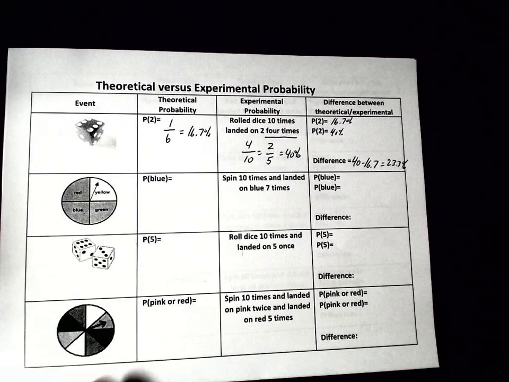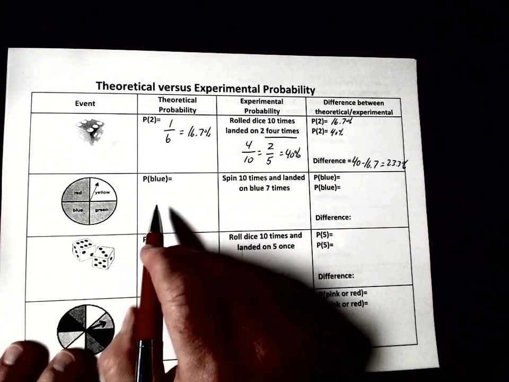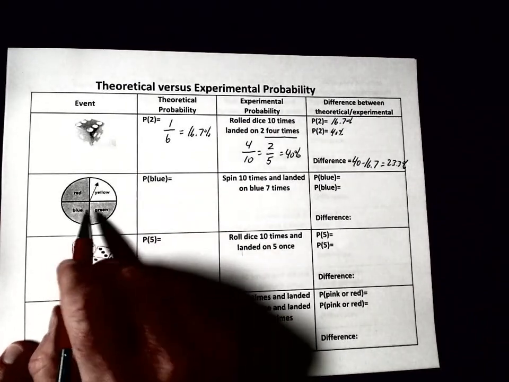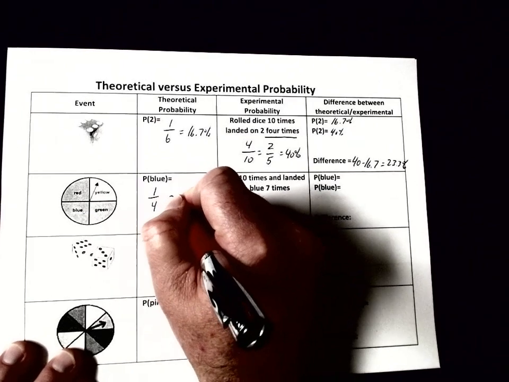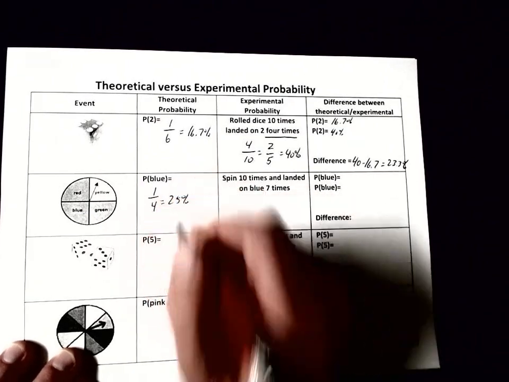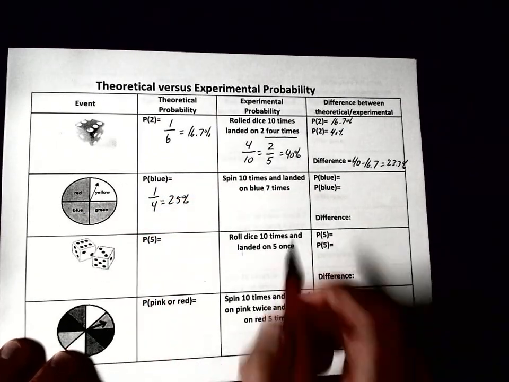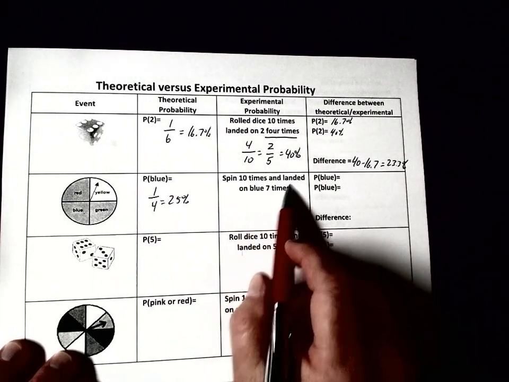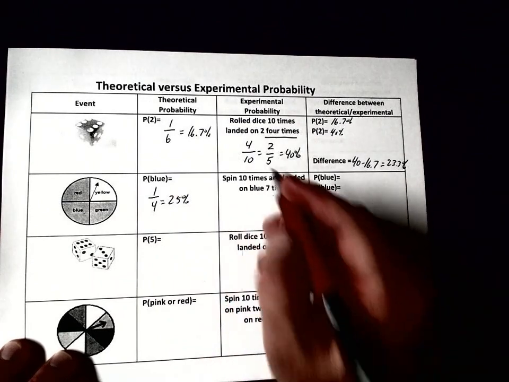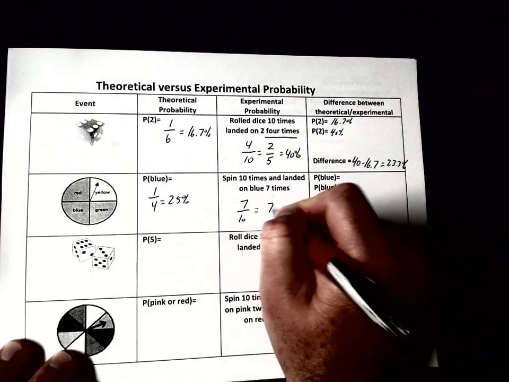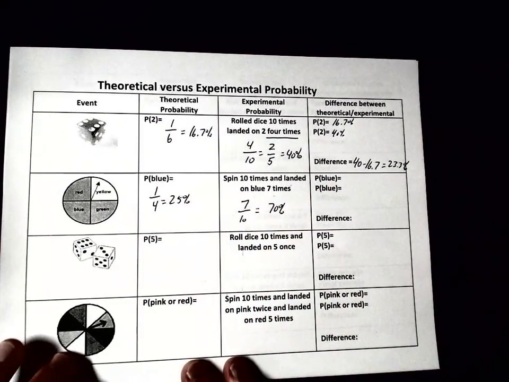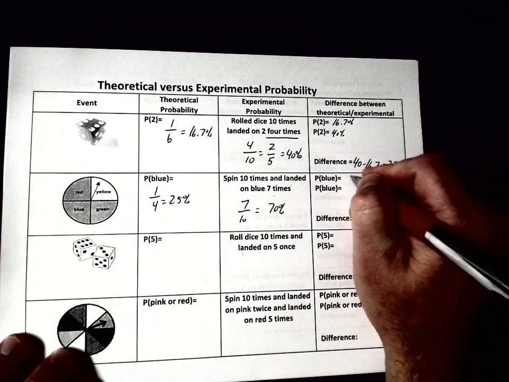Okay, the next example involves a spinner with 4 sections. The theoretical probability you'll land on a blue: there's 1 blue out of 4, and that's 25%. Experimental, we spun it 10 times. They landed on blue 7 times. 7 out of 10. They landed on a blue 70% of the time.